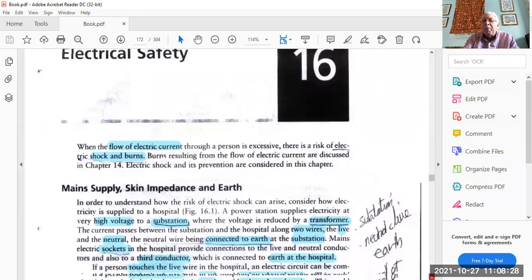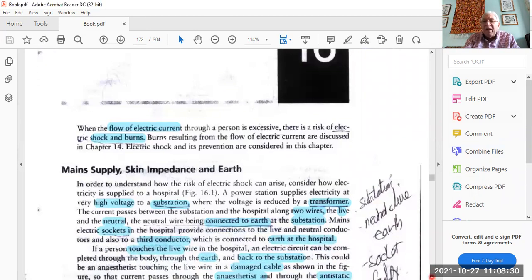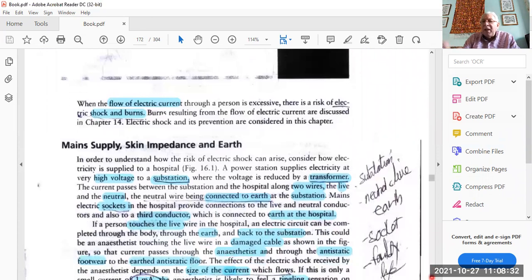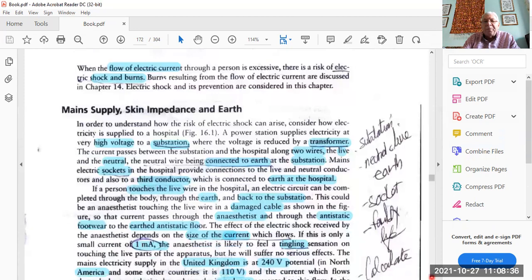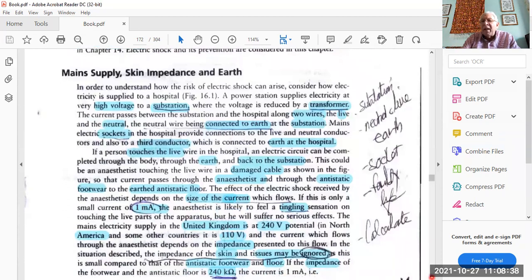Electrical safety: of course, the problem is that electric current can induce electric shock or can induce burns. How is electricity created? As we said before, it is created by moving a conductor through a magnetic field. These movements can create current. This current is used to create electricity.